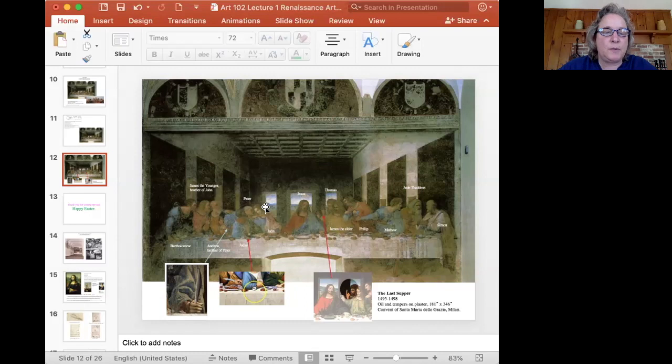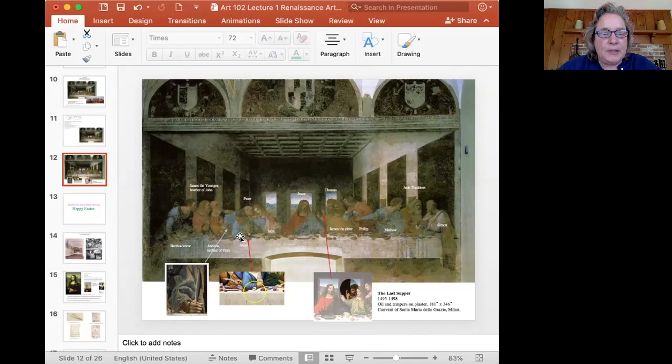So they're one of the original apostles. We have Andrew, who's the brother of Peter. And this is Peter right here. And we notice that Peter has his hand on a knife. And later on in the night, Peter will cut off the ear of one of the soldiers, the Roman soldiers.